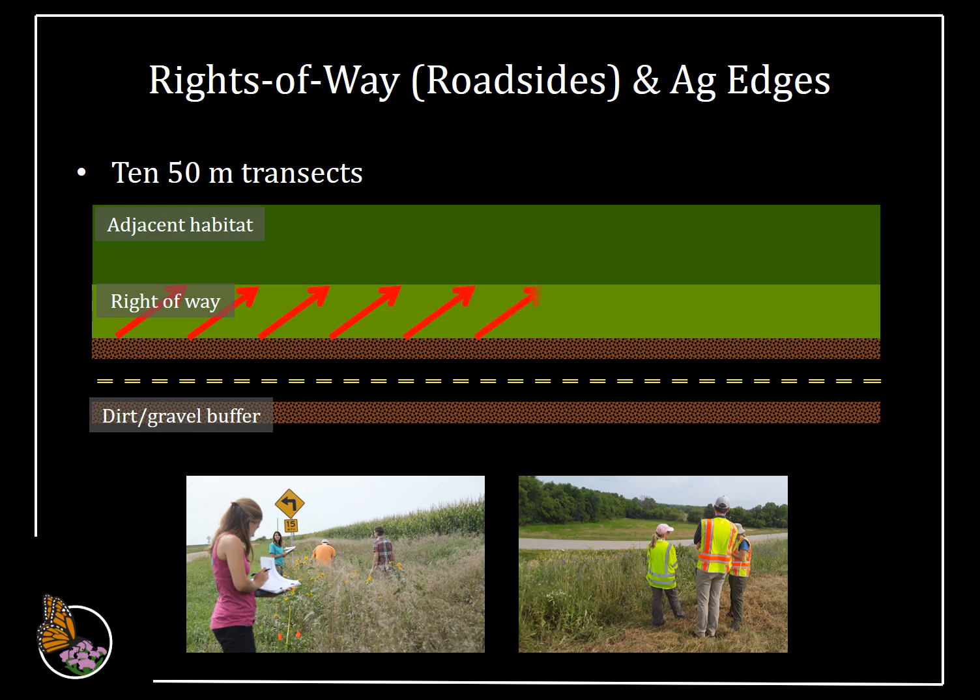Within rights-of-way, 10 50-meter transects run diagonally across the width of the plot. This achieves more representative sampling. Sometimes the vegetation near the edge of the plot, such as close to the road, is quite different from that of the middle, so this method ensures that it is all included in the data you collect.